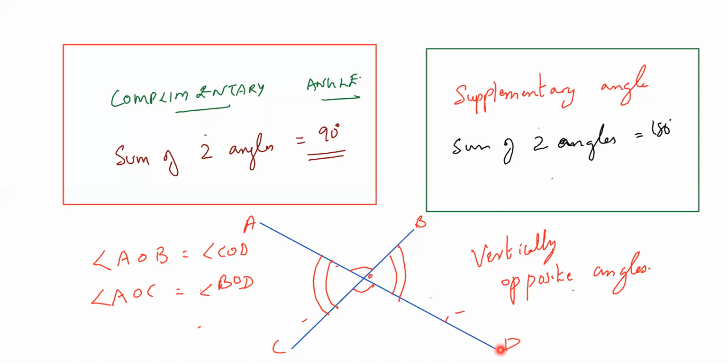Is it clear up to this? These are my vertically opposite angles. Very good. The next one, linear pair of angles.